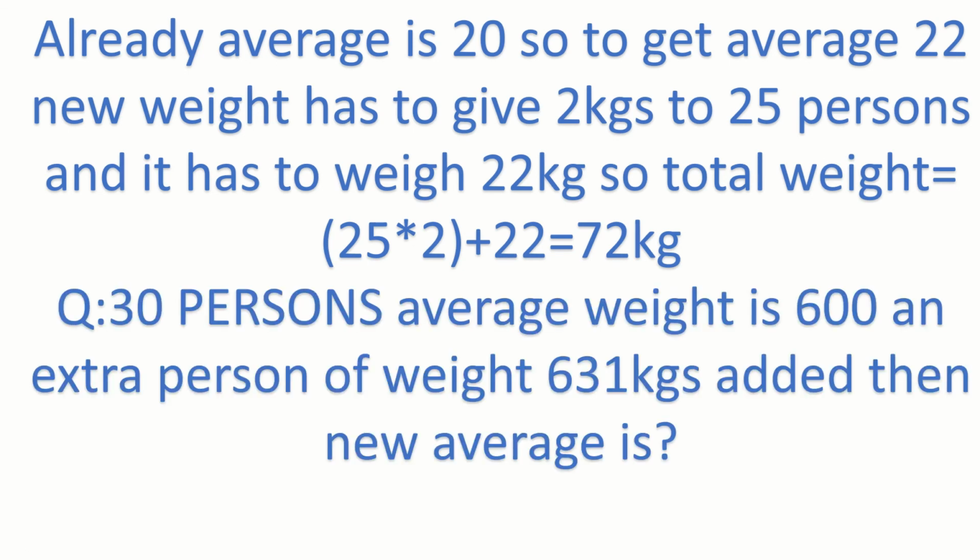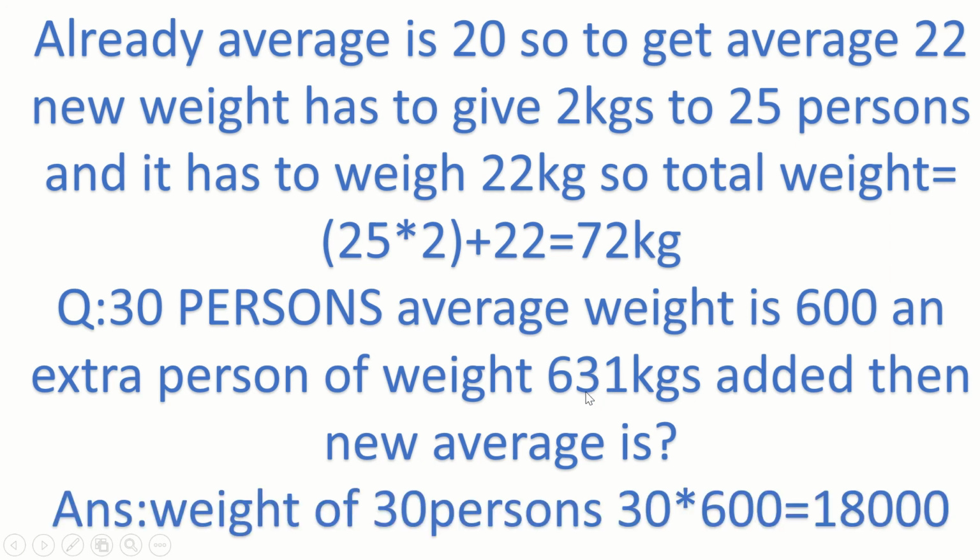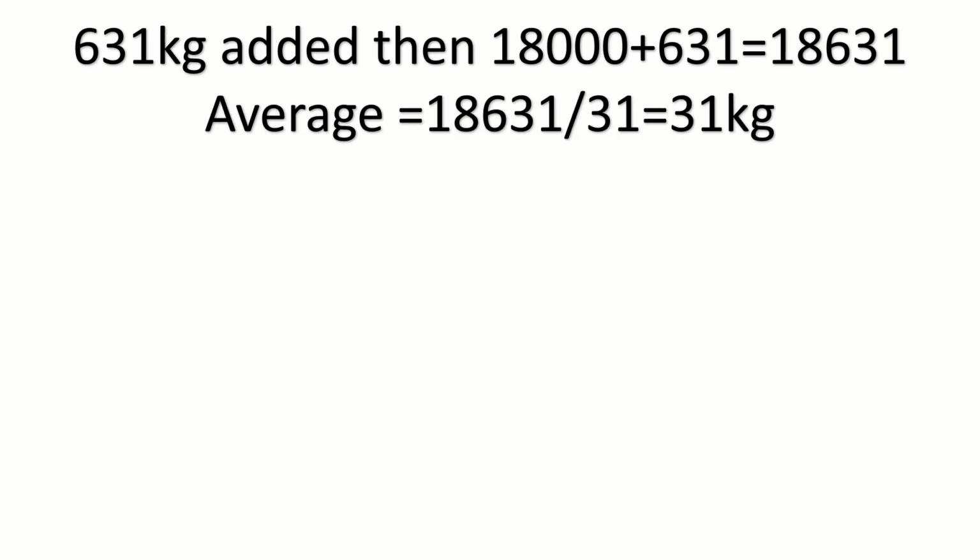So we will see another question. If the average weight of 30 persons is 600, and an extra person of weight 631 kgs is added, then what is the new average? We will solve this by the conventional method like this. The weight of 30 persons is 18,000. When 631 is added, it will become 31 persons.